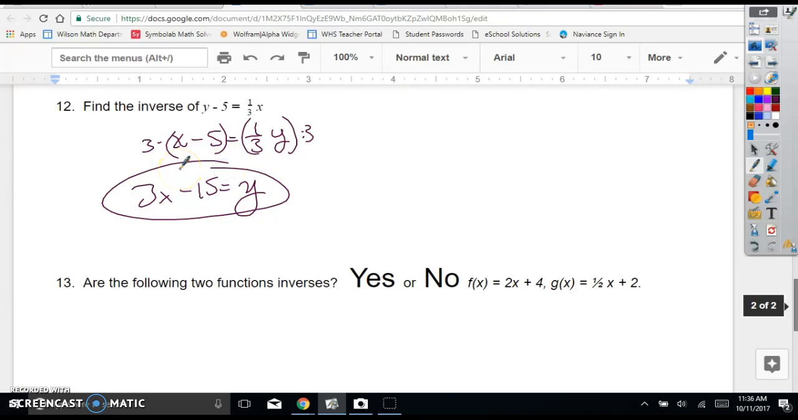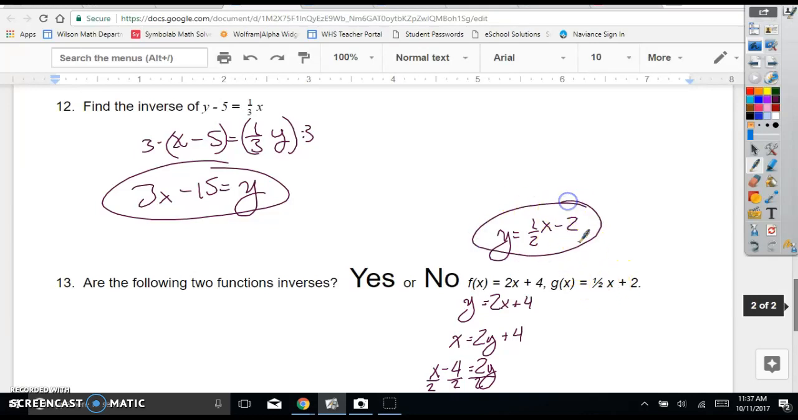Okay? And then 13, we're checking to see if these two functions are inverses. So, easiest way, let's just go ahead and solve for the inverse of either one. I'm picking the first one. So I'm going to subtract 4 over, and then I'm going to divide by 2. So I got y equals a half x minus 2. Okay, now I compare this to this. Do they match? No, they do not, because this minus is different than this plus. So that's how I would test to see if they're inverses.